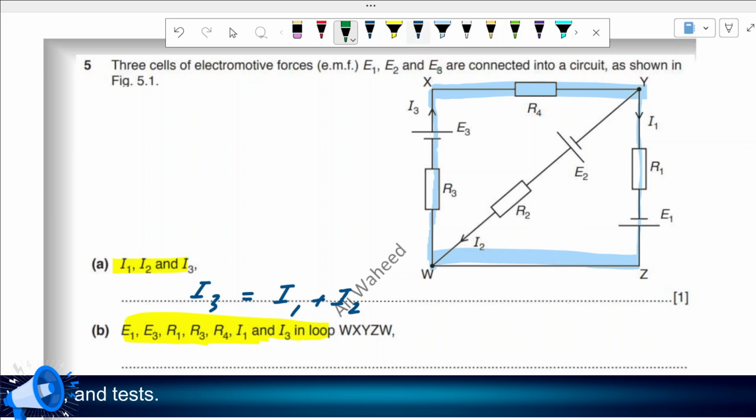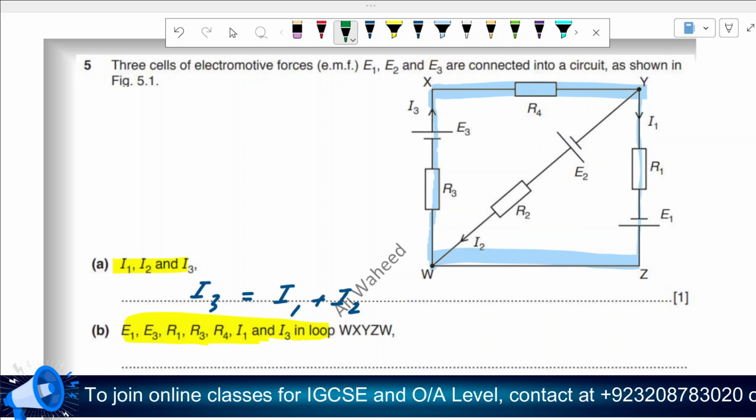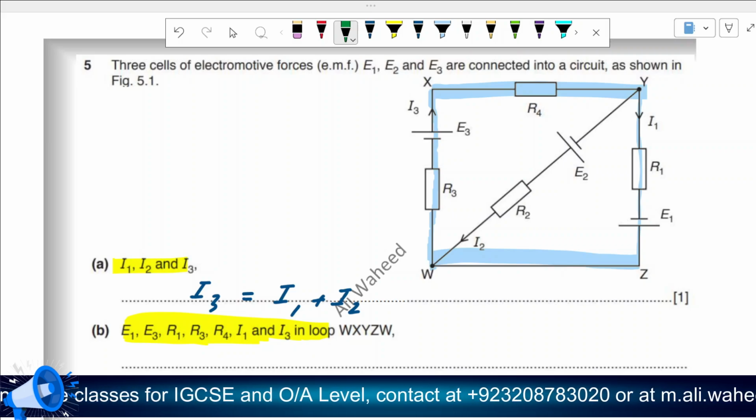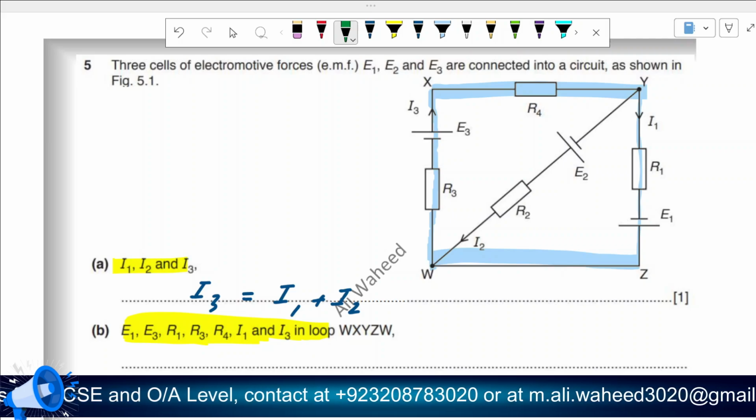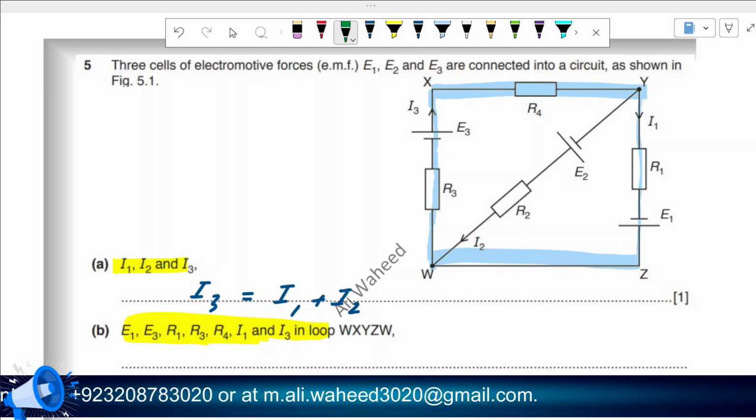Now, my first question is, in the loop that you see, in the marked loop, how many sources of EMF, or how many batteries do we have? And what are the names of those two batteries? I mean, I answered it already. There are two batteries, and the names of the two batteries are very trivial to find. It's E1 and E3.